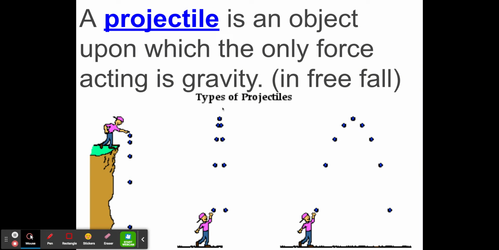Hey guys, let's go over horizontal projectiles here real quick. So, first of all, we got to talk about what is a projectile in general. A projectile is any object upon which only the force of gravity is acting on it. In other words, it's something that's in free fall. You could drop something straight down, that's a projectile, throw it straight up, or throw it to the side. Those would all be projectiles.